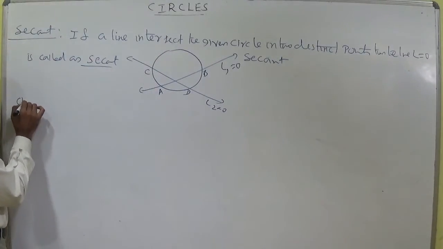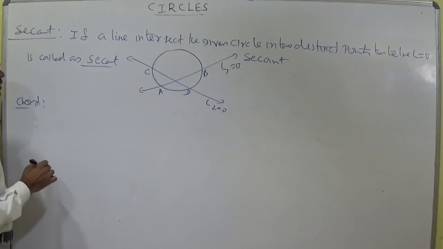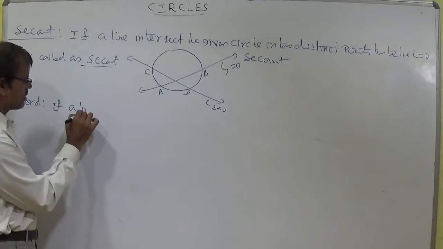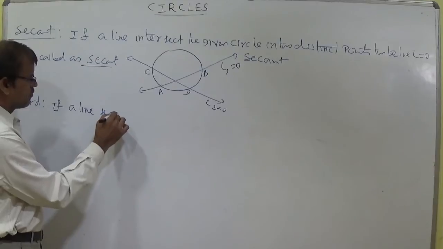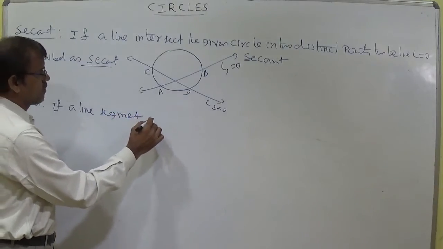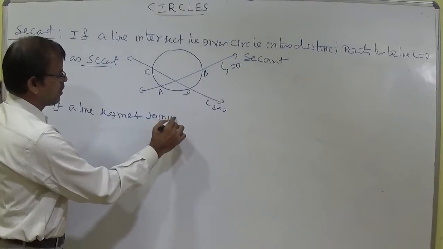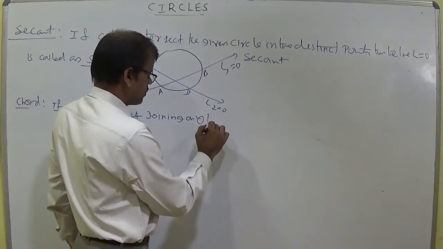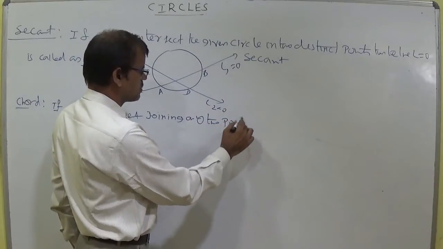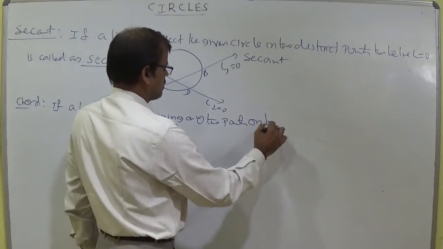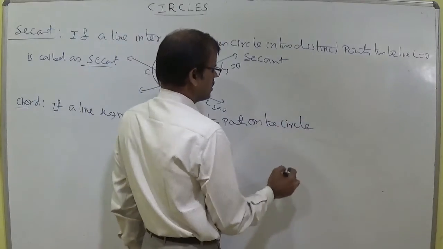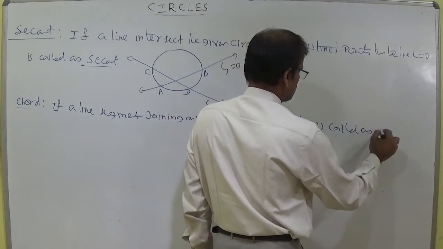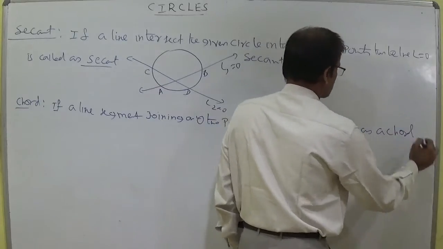Next, the difference between the secant and the chord. What is the chord? Here you write, if a line segment, it is not a line, if a line segment joining any two points on the circle is called a chord.